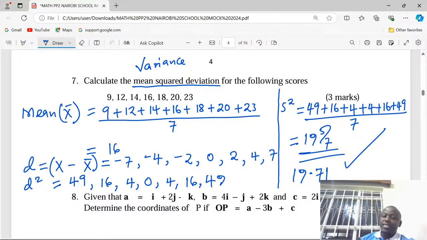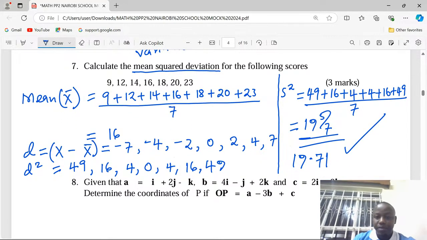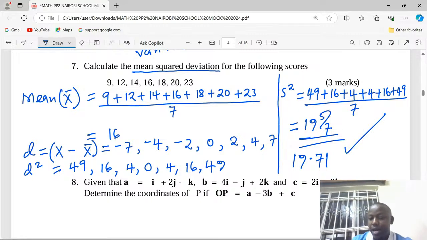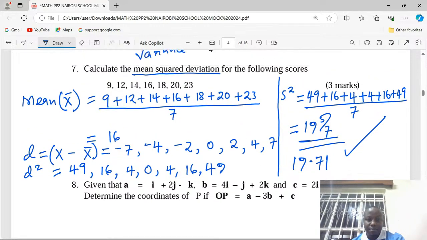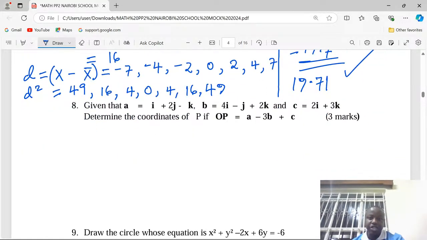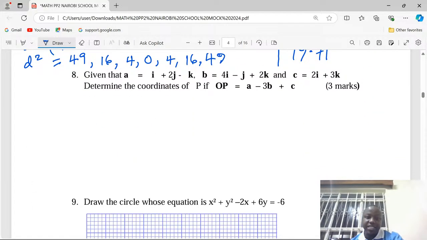It's also going to be acceptable. So that is another way through which you can express the same variance, which is a measure of dispersion. Number 8 is on vector 2, because you can see it's vectors in 3 dimensions. And that is what we're going to solve.